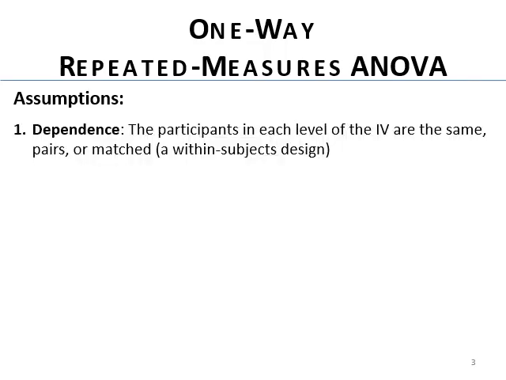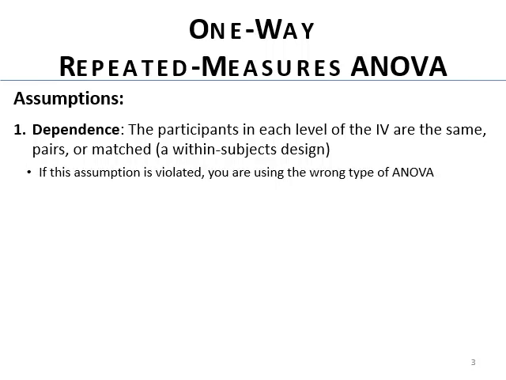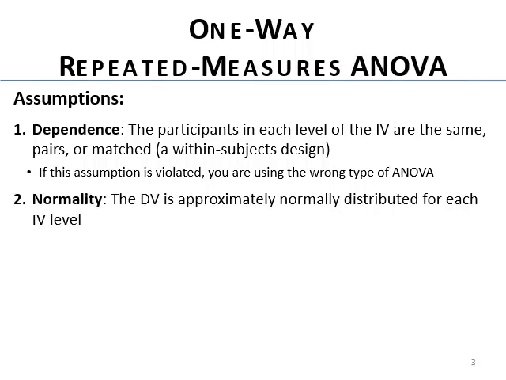So what are the assumptions of repeated measures ANOVA? They are a little unique. One is dependence. So the participants in each level of the IV are the same, they're pairs, or they're somehow matched. Basically, it means you've got a within-subjects design. If you've violated this assumption, you're using the wrong ANOVA. You should be using the one from last week, between-subjects ANOVA.